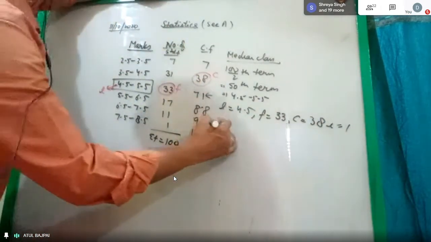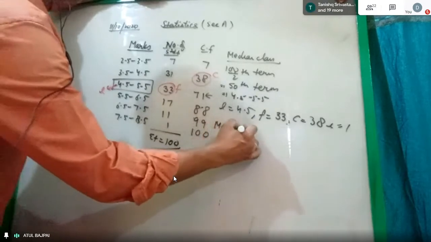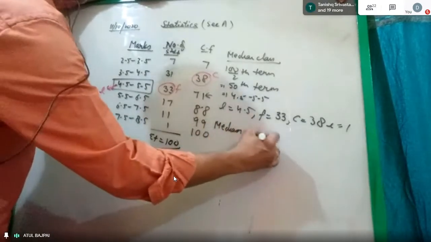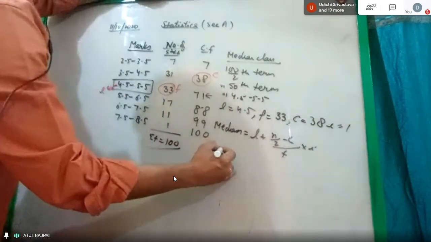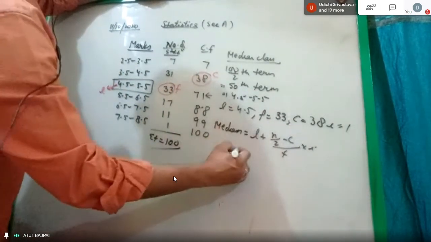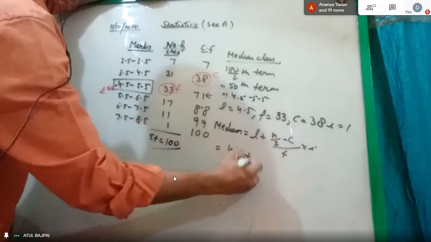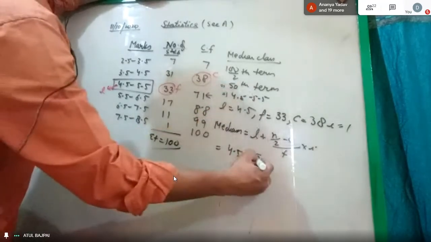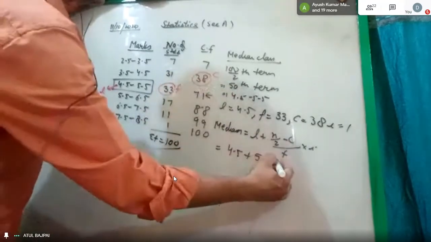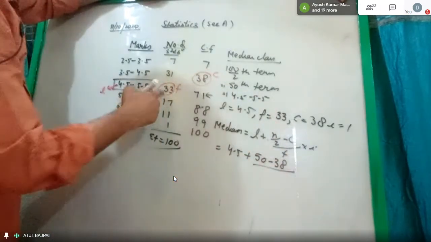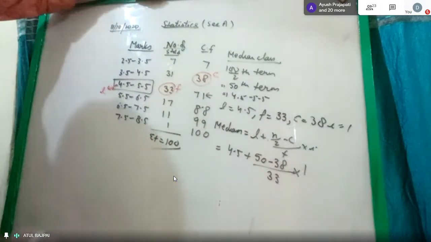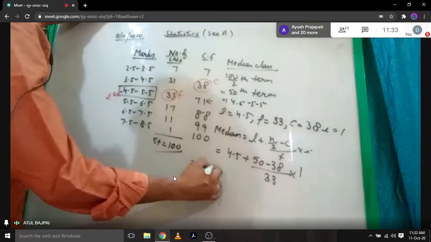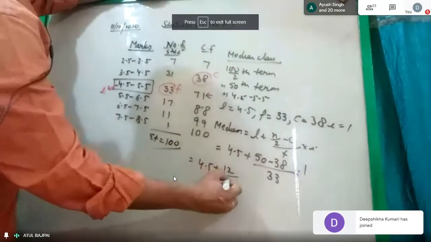So let us apply the formula of median. Median equals L plus (n by 2 minus C) upon F into I. What is L? L is 4.5. n by 2 we got as 50. 50 minus C, C is 38, upon F, F is 33, into I is 1. So when we calculate, what we get is 4.5 plus this difference as 12 upon 33 into 1.